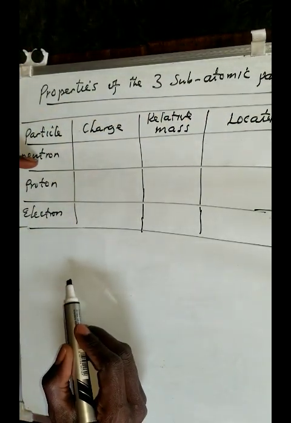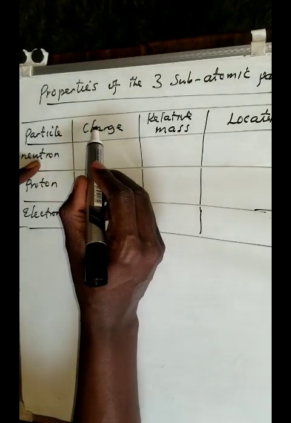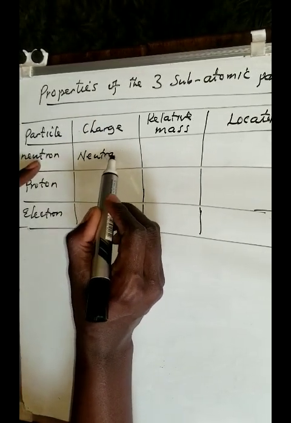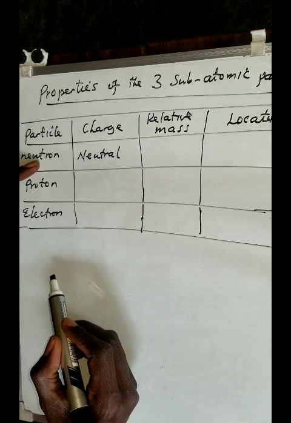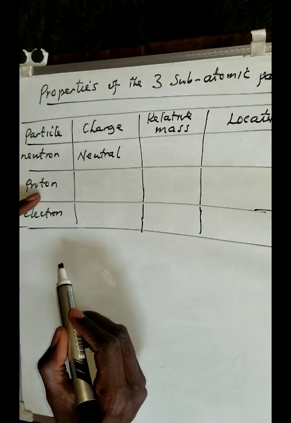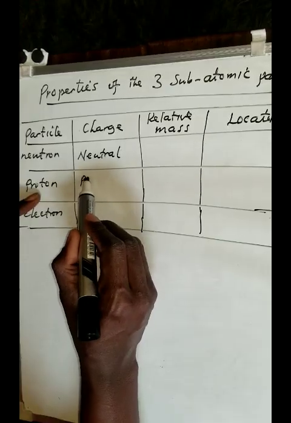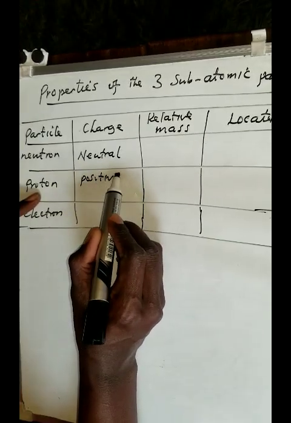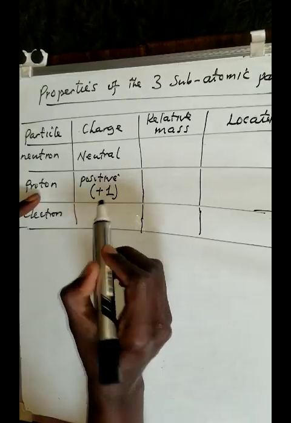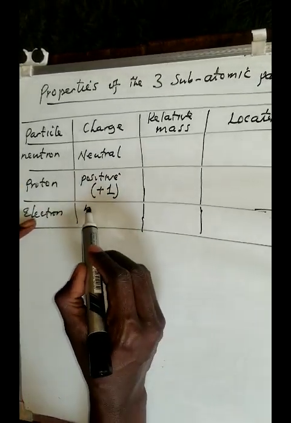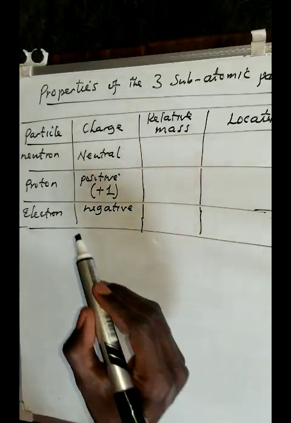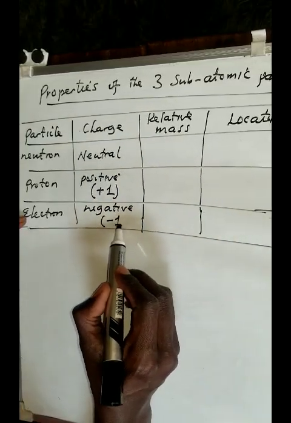So when it comes to the particle, the neutron, the overall charge of the neutron, like I said, is actually neutral. In other words, it has got no charge. Some books write a 0 there. Protons have a positive charge, and the magnitude is simply a positive 1. Electrons have got a negative charge, and the size of that charge is a negative 1.